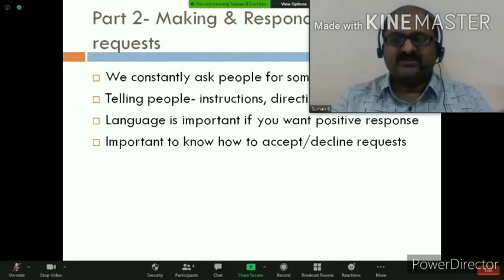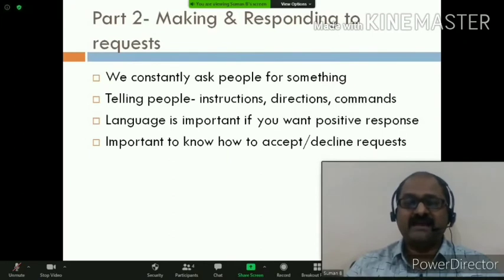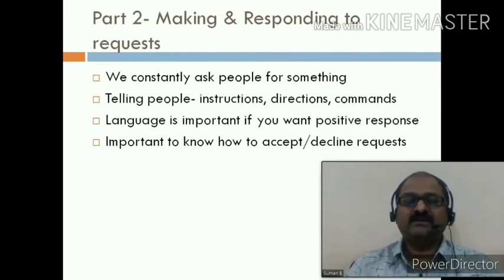So with that, we finished talking about expressing abilities and inabilities. We'll quickly move on to the second part, part two, another important language function, that is making and responding to requests. This is also one of the basic and important language functions. So what are we doing when we are making a request? Basically, we are asking the other person to do something.